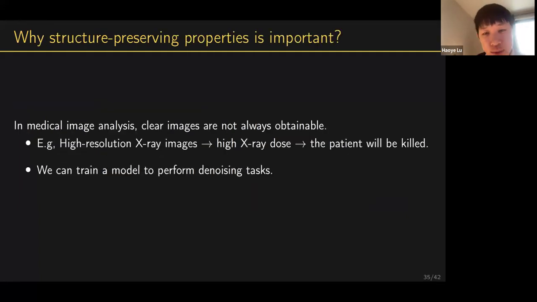So why is the structure-preserving property super important? Here's an example. In medical image analysis, clear images are not always possible. For example, if we want a high-resolution X-ray image, then we basically need a really high X-ray dose. This will kill the patient. Then instead of having a trade-off between a clear image and a high X-ray dose, we can train a model to perform the denoising task. In this way, we can simply take a blurry image of the patient first, and then use the model to obtain a clear image afterwards.